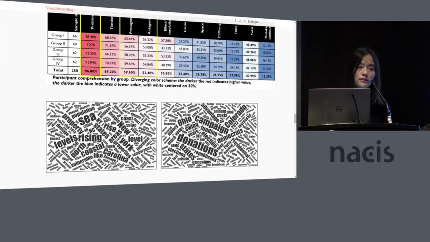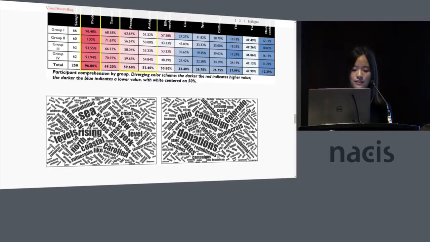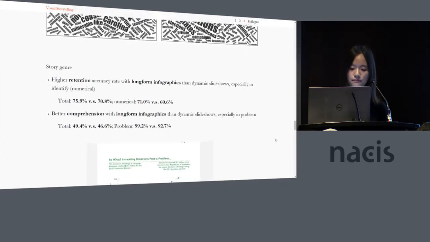And here is a word cloud generated from all the responses by the participants. We can see that there is a giant problem, like sea level rising and campaign donations. And also there are giant characters. We can see New York and North Carolina, Ohio, and Colorado. They are the characters in the stories. So space-based characters were comparatively successful.